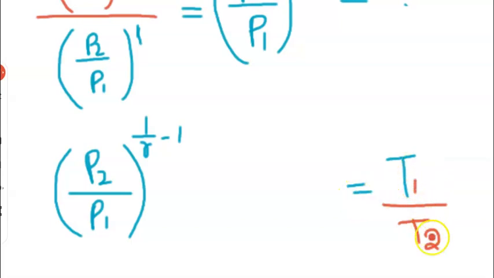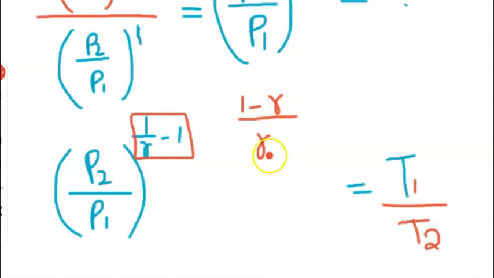Okay, now we got the T1 over T2. Now we need to find out the T2. So the easy way to find out the T2 is you just flip this and you flip that side as well. When you simplify this bit, that becomes a gamma, 1 minus gamma, like that.